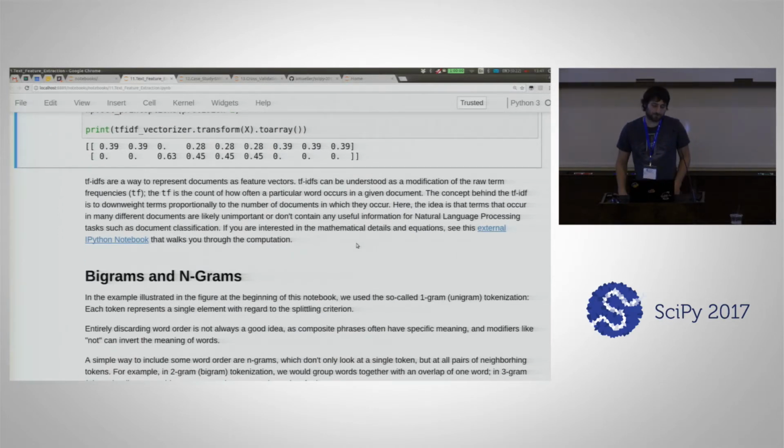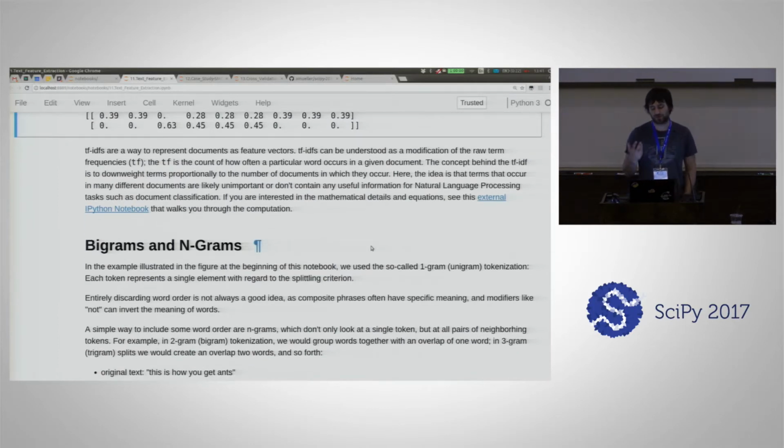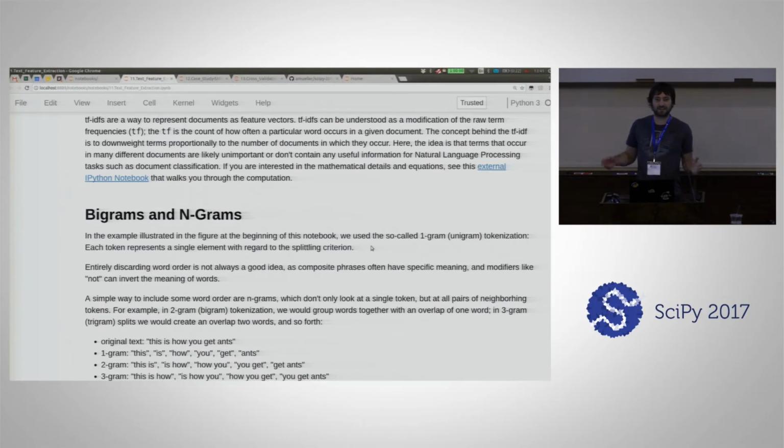Another modification of this basic bag-of-words representation is using bigrams, or more generally n-grams. The idea here is that we recover some of the information about the order of the words. For some words, the order is really important. For example, if you say "not" and then a word, it means the opposite, so you really want to capture this. If you know "not" appears somewhere in a sentence, but you don't know where, you have no idea what the sentence means.